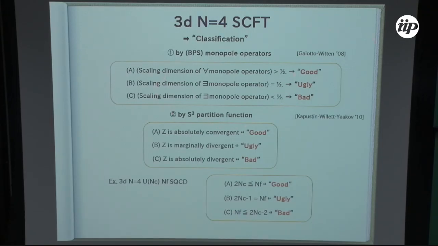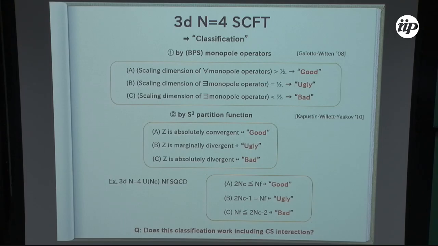And actually, this classification can also be done by using the three-sphere partition function. This was pointed out by Kapustin-Willett-Yaakov by using supersymmetric localization. Classification A is equivalent to the partition function being absolutely convergent. B is the marginally divergent case of this partition function. And C is equivalent to being absolutely divergent. And there is an example, N=4 U(Nc) SQCD with Nf flavors. If 2Nc is equal to or less than Nf, then the theory is good. In the case 2Nc minus 1 equals Nf, the theory is ugly. And then if Nf is less than 2Nc minus 2, the theory is bad.